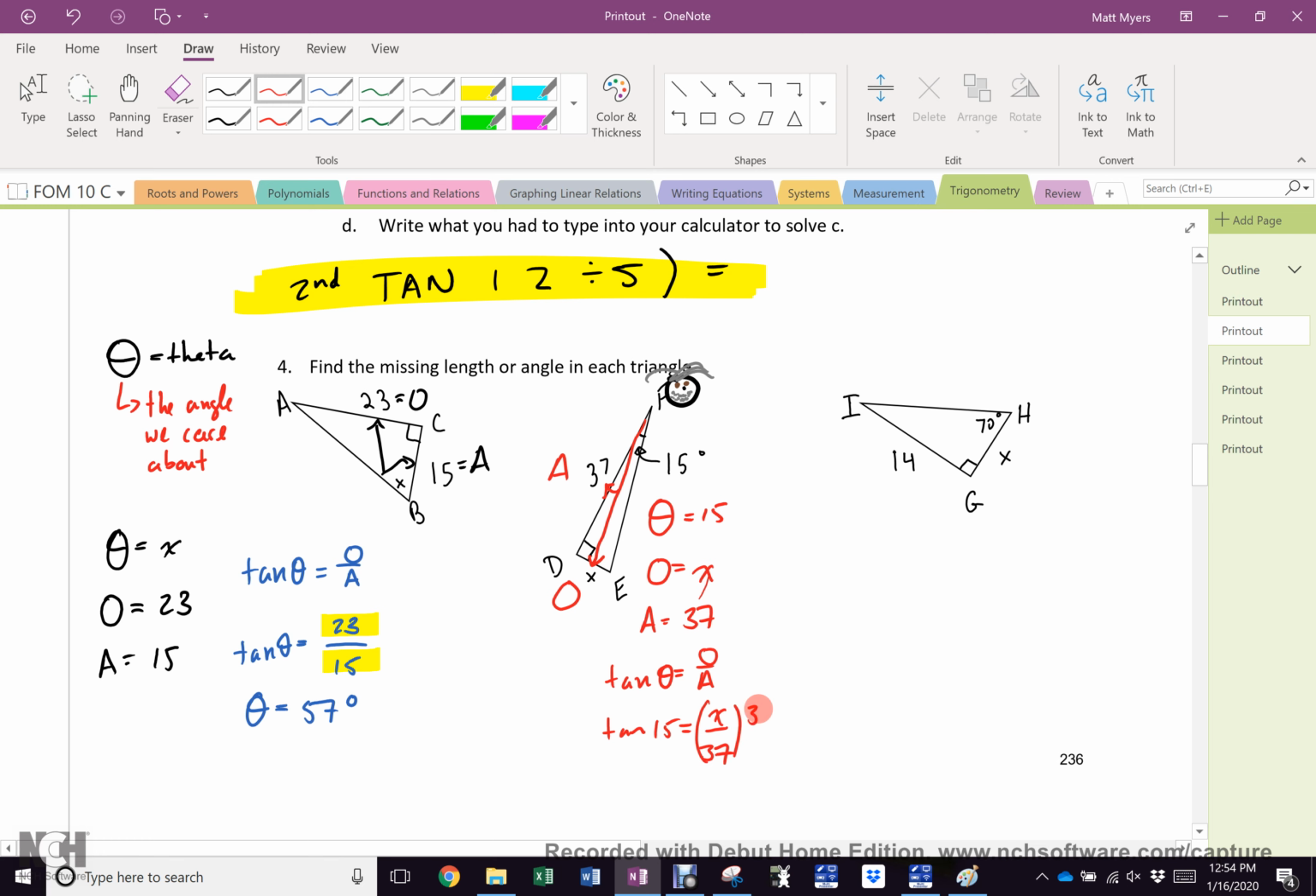Multiply that side by 37. What happens? It's gone. So I'm going to go ahead and erase them. What do I have to do over here? Multiply by 37. So what math do I punch into my calculator there to find x? What do you think I punch in? Remember, on some of your calculators you do tan 15. On some of your calculators you do 15 tan.